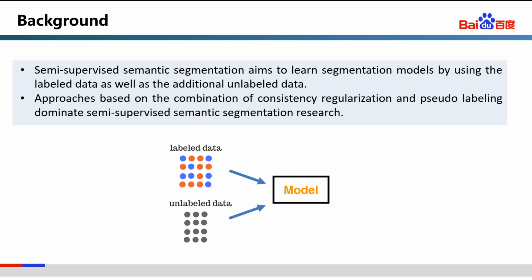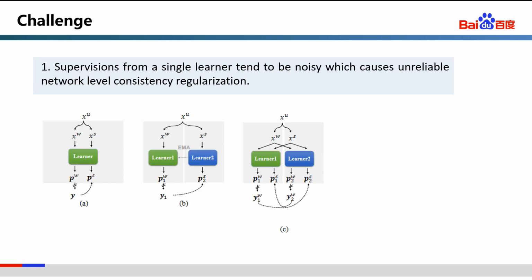Recently, approaches based on the combination of consistency regularization and pseudo-labeling dominate semi-supervised semantic segmentation research. Especially, it encourages high similarity between the predictions of perturbations for the same input, but expands the confidence prediction map of an unlabeled image to a one-hot pseudo-label map. However, there still exist some problems.